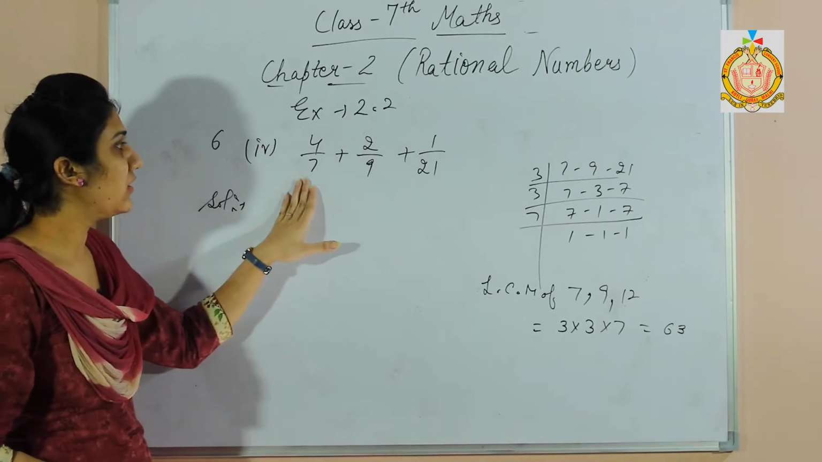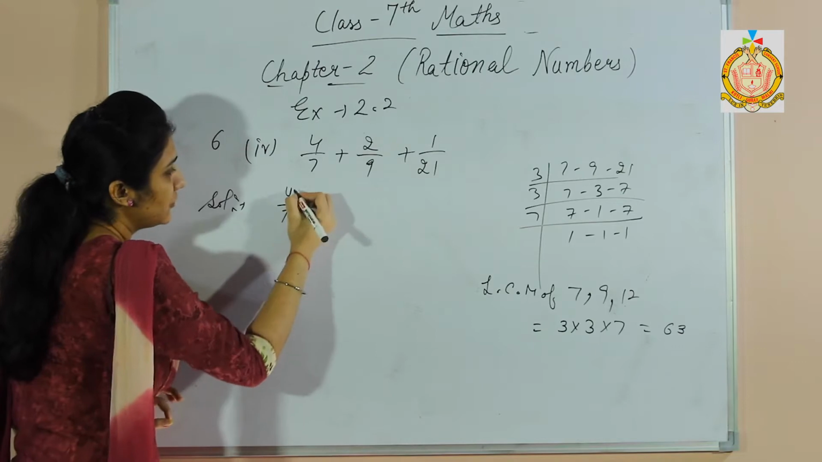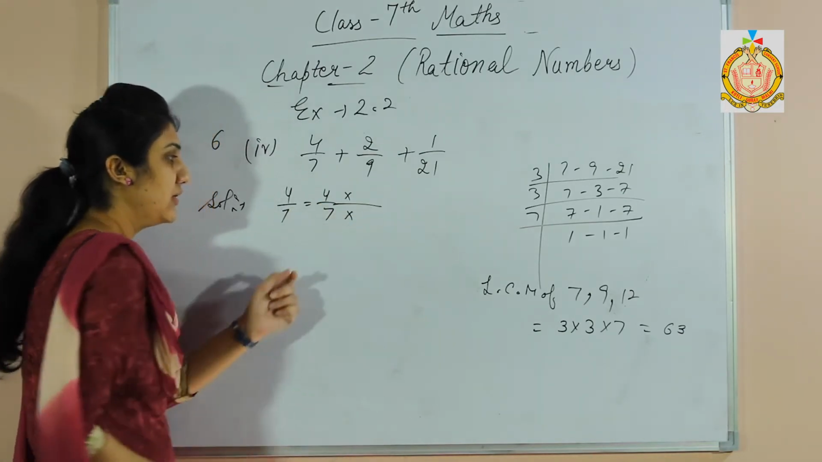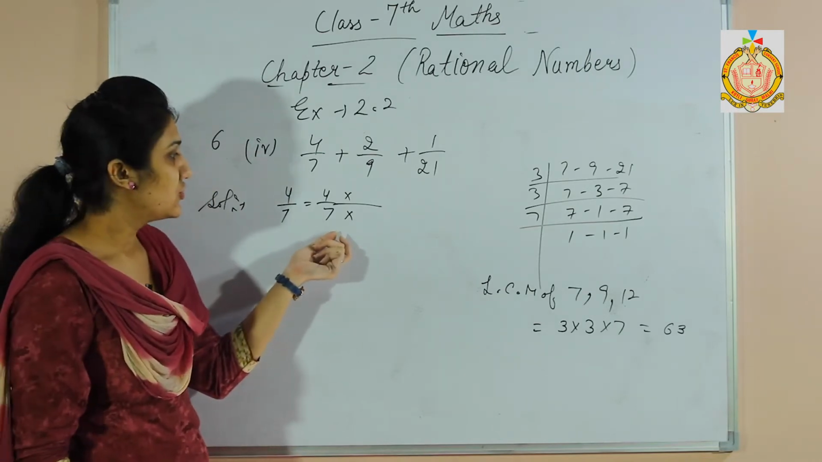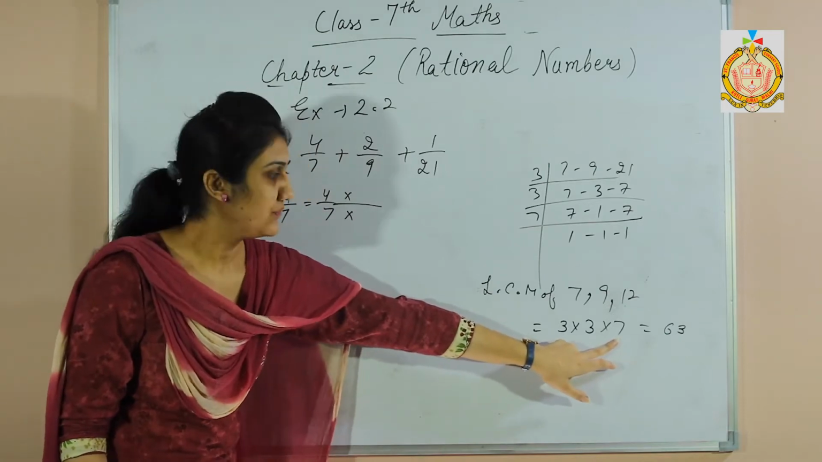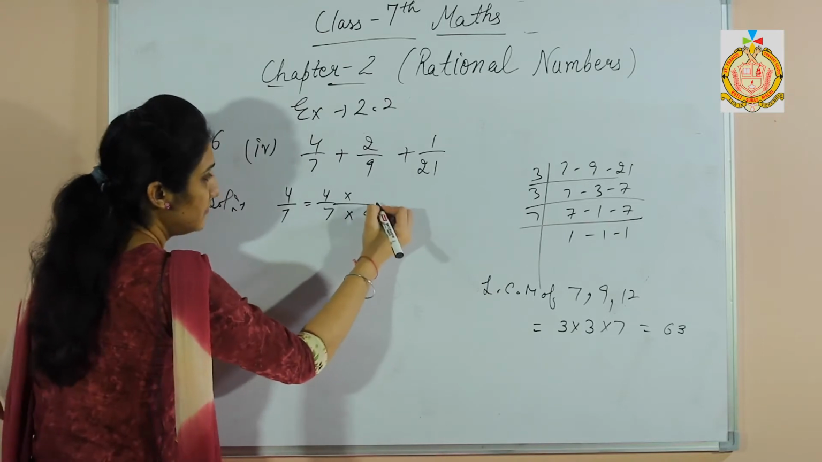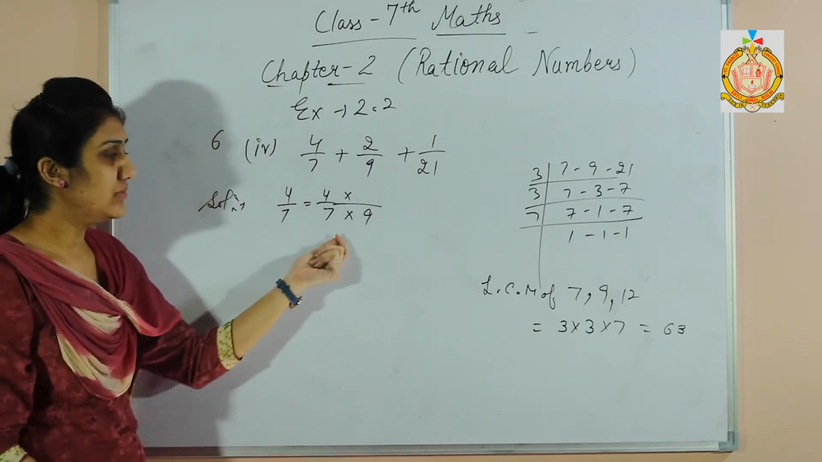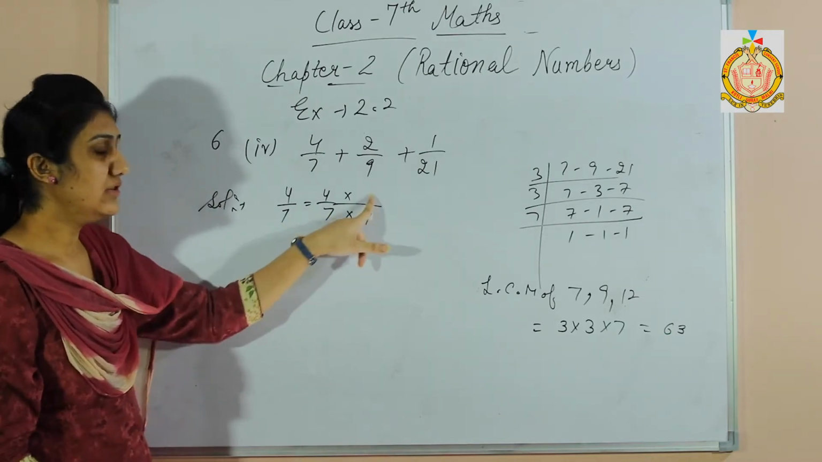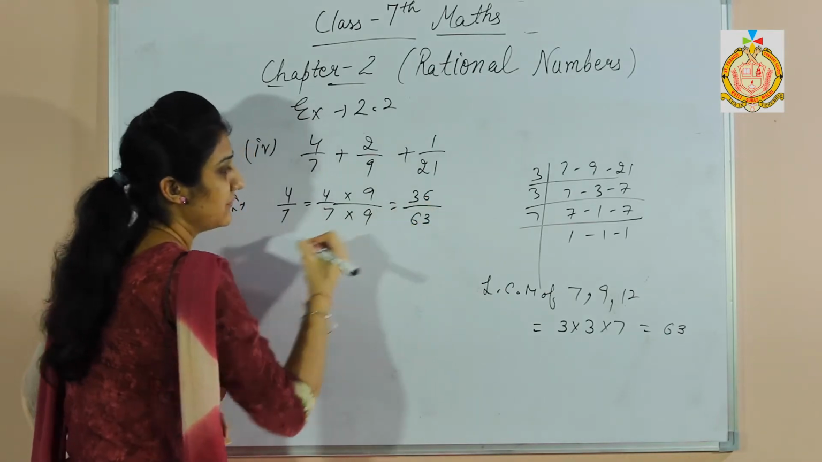Now we have to make every denominator 63. So we can write 4 upon 7 equals 4 upon 7 multiplied by which number? By which number do we multiply 7 to get the denominator 63? Here 7 is placed, so we will multiply it with 9. If we multiply the denominator with 9, we also have to multiply the numerator with 9. So we can write 36 upon 63.